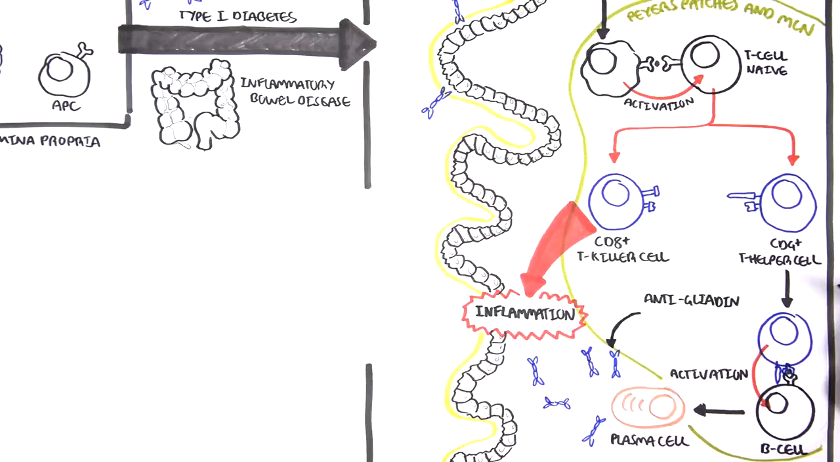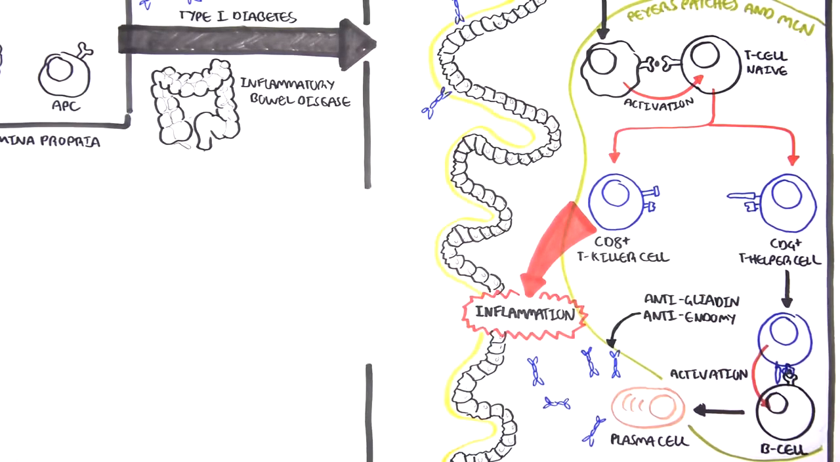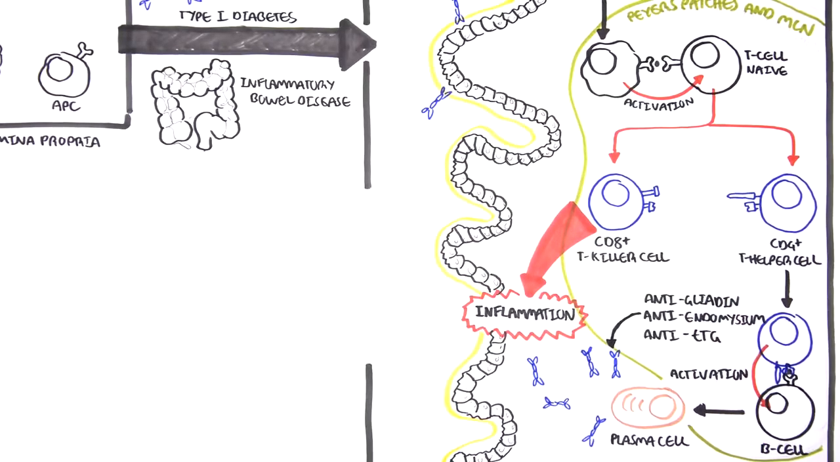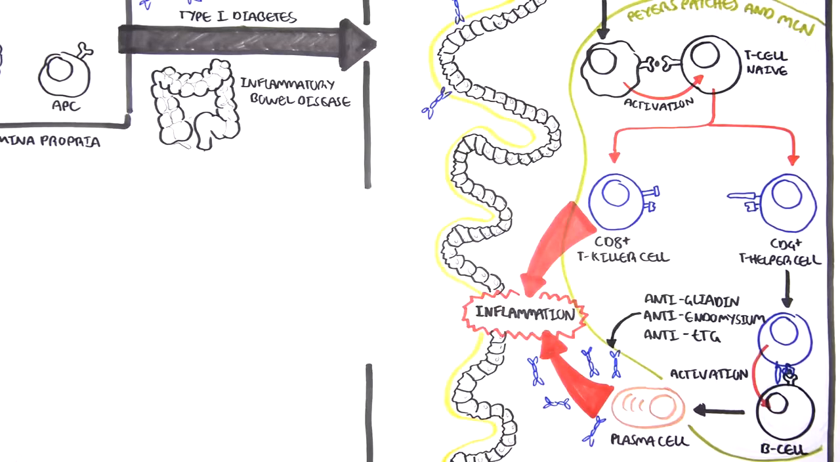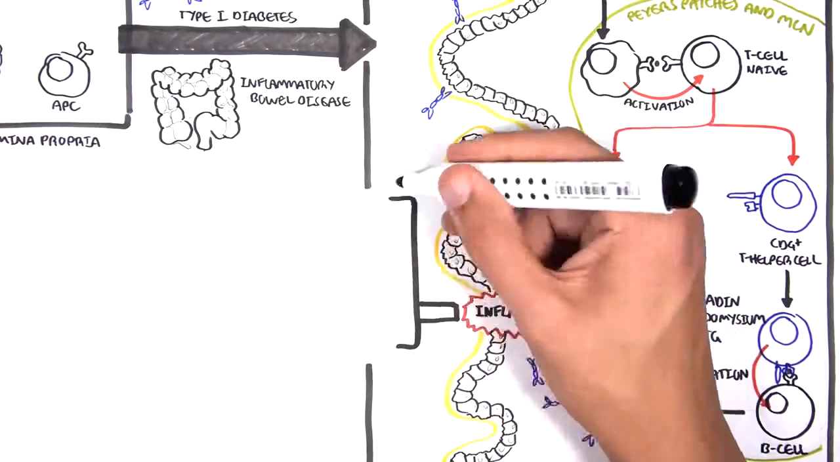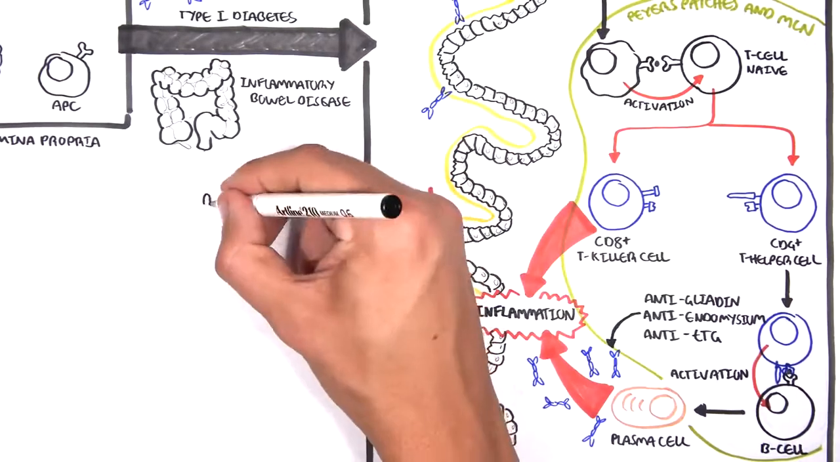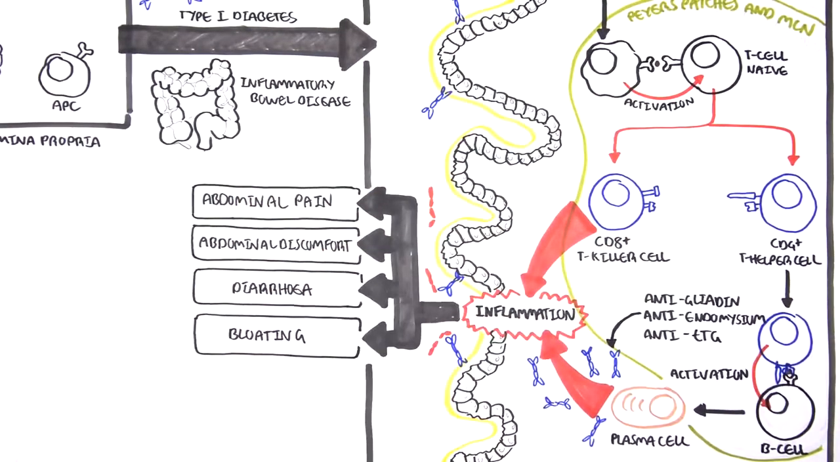So we mentioned anti-gliadin, but there are also anti-endomysial, as well as anti-tissue transglutaminase antibodies. Regardless, when these antibodies are in contact with gliadin, endomysium, or tissue transglutaminase, they will promote inflammation. And so every time we eat foods containing gliadin, inflammation will occur around the area. Inflammation around the small intestine will cause abdominal pain, abdominal discomfort, diarrhea, as well as bloating.